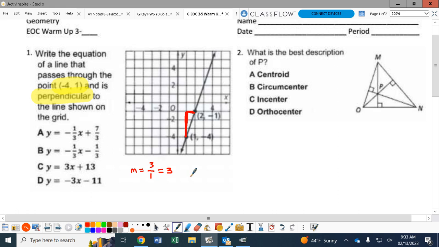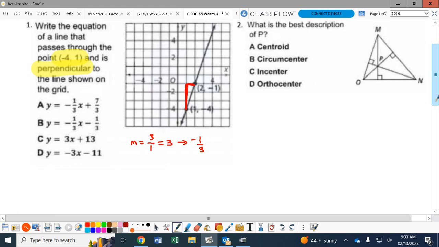That's not the slope of our new line. If we want it to be perpendicular, what do we do to 3 to make it perpendicular to that? It's got to be what we call opposite reciprocal slopes. What is the opposite reciprocal of 3? Negative what? -1/3. Flip it over, change the sign. The new slope is going to be -1/3.